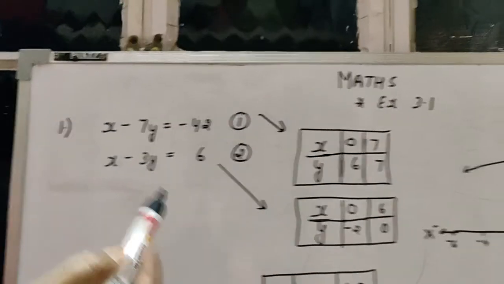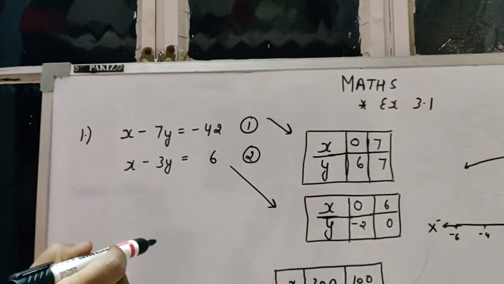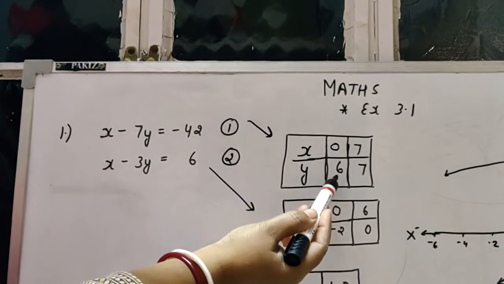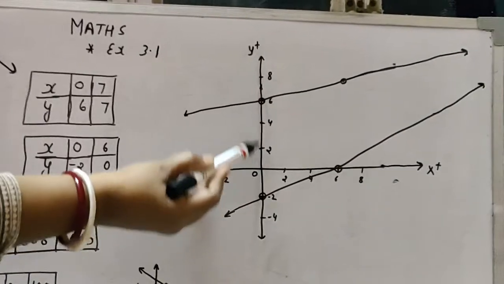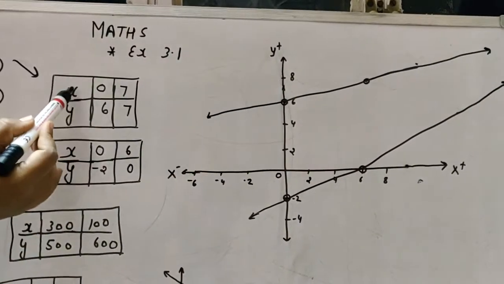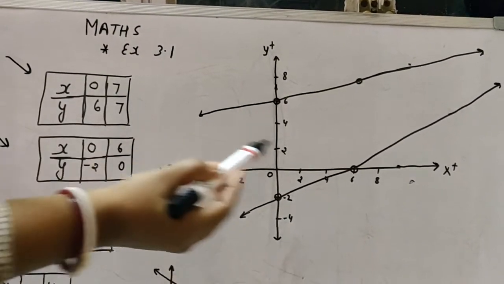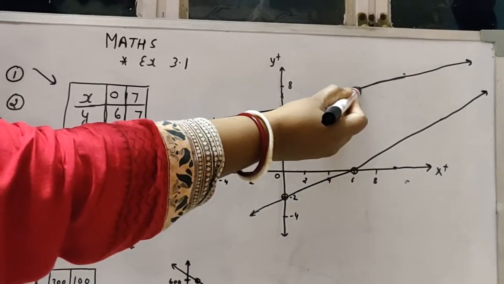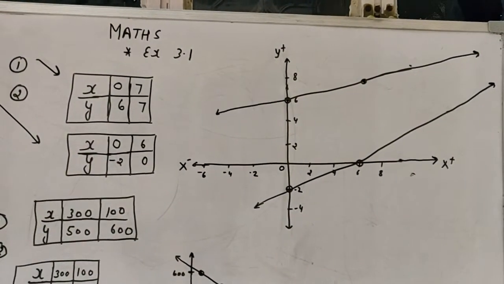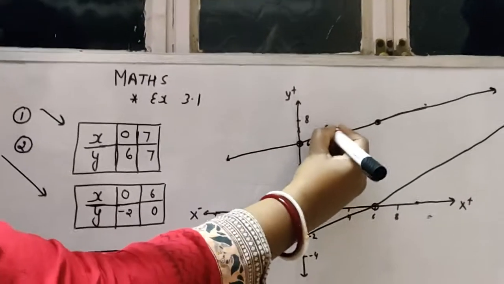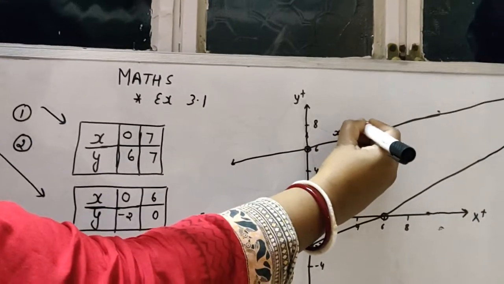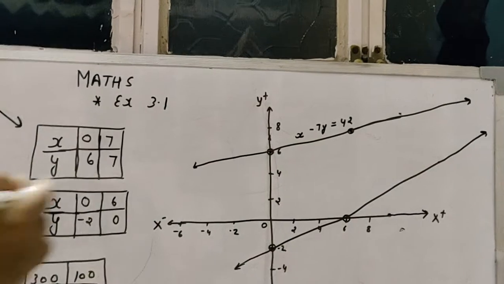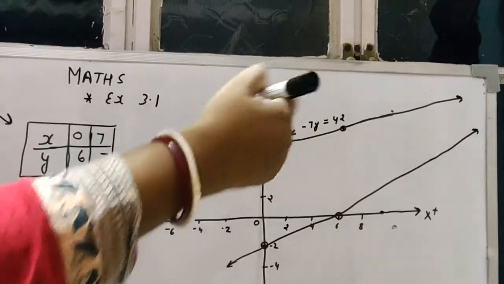Now for the first equation, plot one equation at a time. Don't plot all the 4 points together. First take this equation: x is 0 and y is 6, correct? So x is 0 and y is 6, this is this point. Now x is 7 and y is 7, so this is the second point. If you want, with a pencil you can very minutely write, this is the equation of the line x minus 7y is equal to minus 42. Clear? Now you can join these points with the help of a scale and draw a straight line.